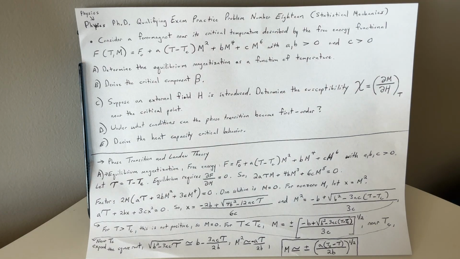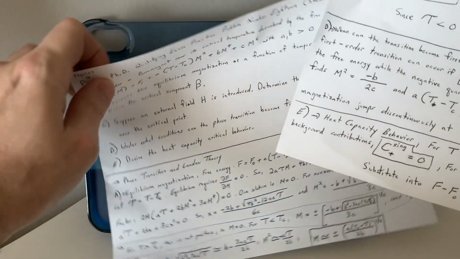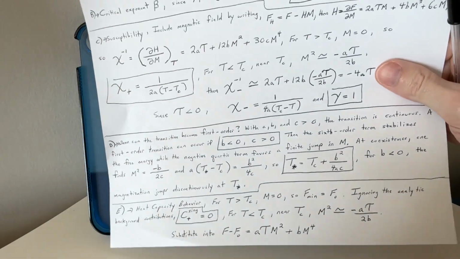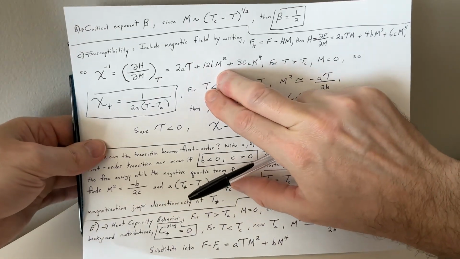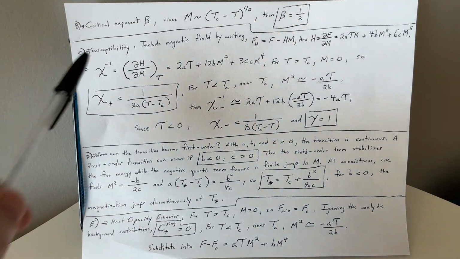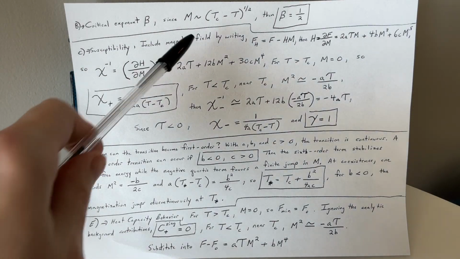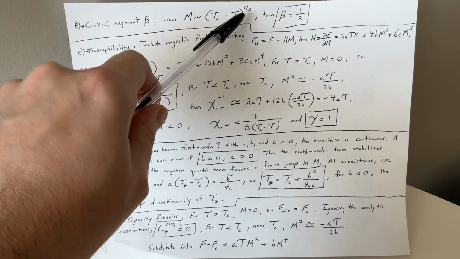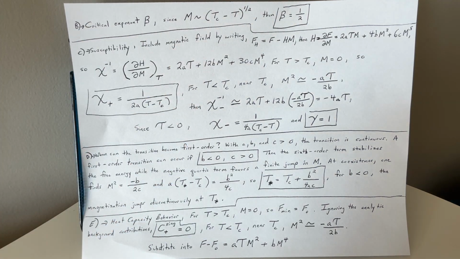Now moving on to letter B. Letter B, they want us to derive the critical exponent beta. So deriving the critical exponent beta here, all that's going to be is 1/2. Because M is proportional to the square root of T sub C minus T, that is, T sub C minus T to the 1/2, then beta is 1/2.